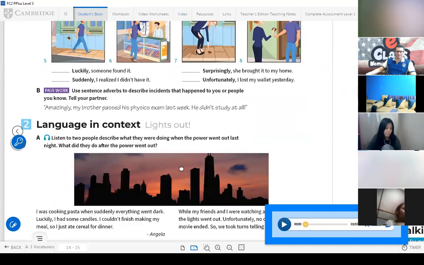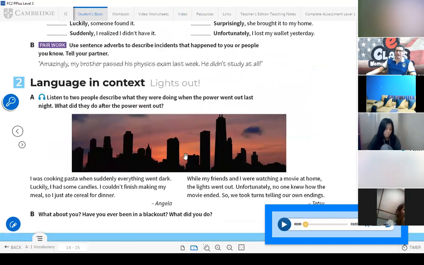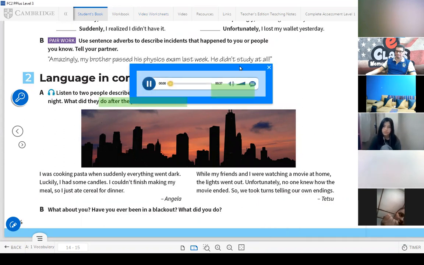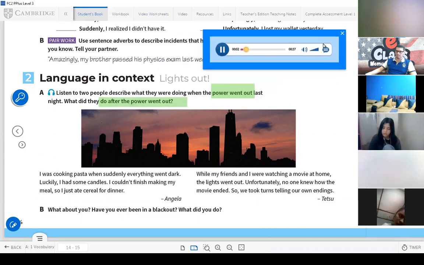Here we have the language in context, lights out. It says, listen to 2 people describe what they were doing when the power went out last night. No? What did they do after the power went out? This is the question. What did they do? ¿Qué hicieron after the power went out? Okay? Pay attention. Page 14, Exercise 2, Language in Context.